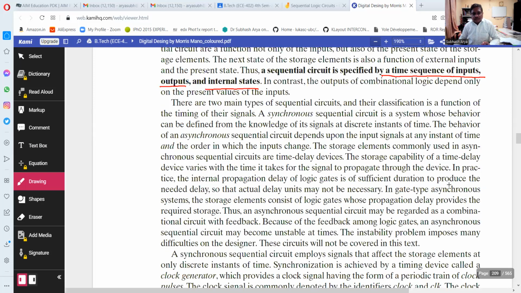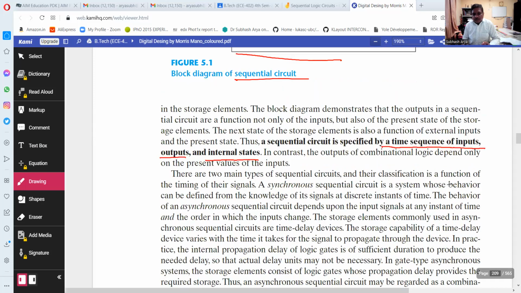So there are two types of sequential logic circuit. One is called a synchronous sequential circuit, a system whose behavior can be defined from the knowledge of its signals at discrete instants of time. The behavior of an asynchronous sequential logic circuit depends upon the input signal at any instant of time and the order in which the input changes. So these are the two things: the input signal at any instant of time and the order in which the input changes.